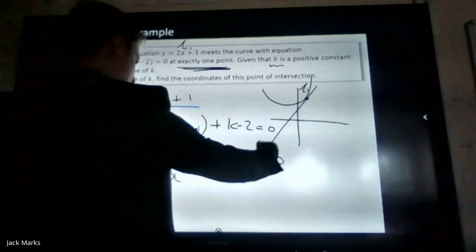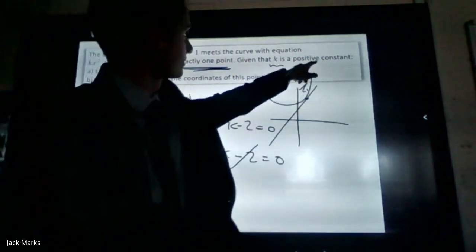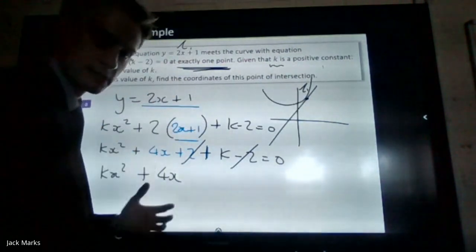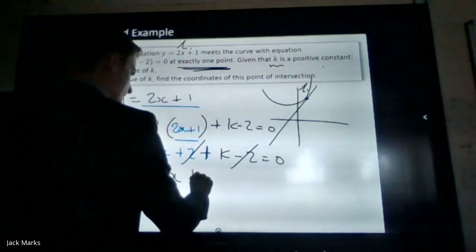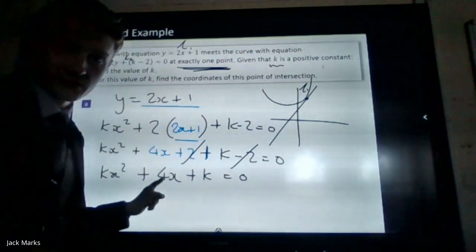Now, 2 minus 2 cancels. K is just a constant. So that's like the c bit. If you think ax squared plus bx plus c, that's the c part. Plus k, and then always equal to 0 to solve. So this is my new equation.